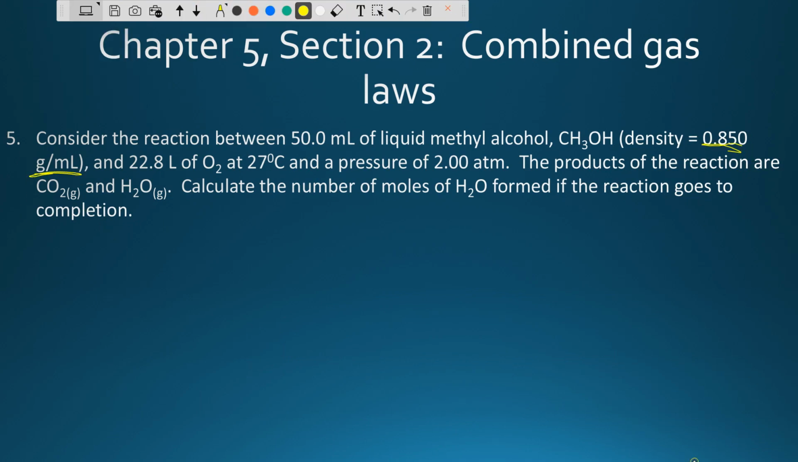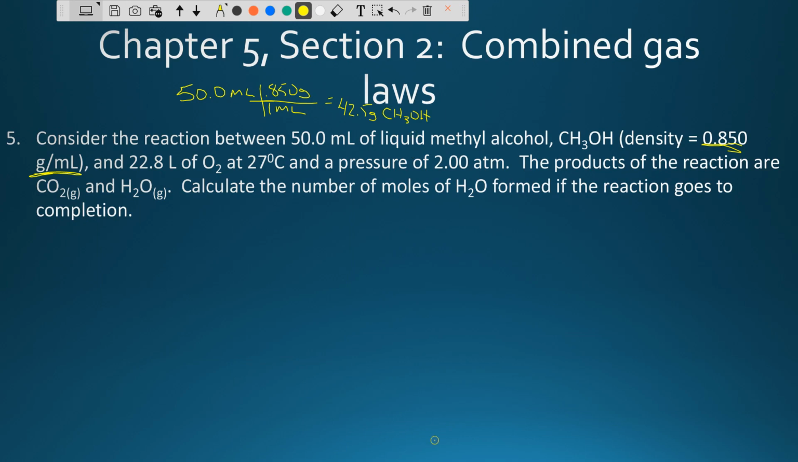What they're trying to give us is the number of grams, aren't they? So I can immediately look at this and say, okay, if I'm given 50 milliliters of something, 1 milliliter's worth is 0.850 grams. We have seen that so many times that I can immediately convert that right to grams, because that's what they're trying to give us. And that's going to be of your methyl alcohol, which is CH3OH. Okay, so I've got grams of this.